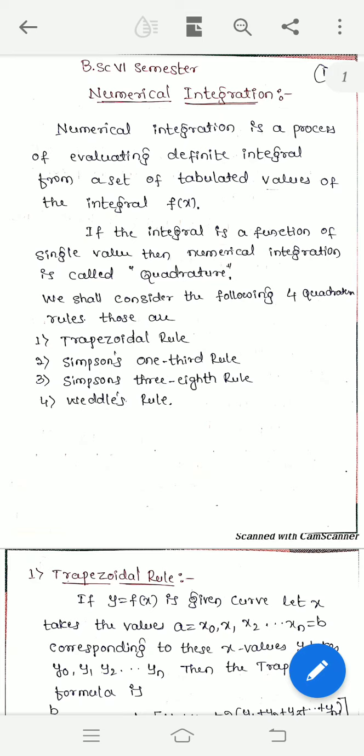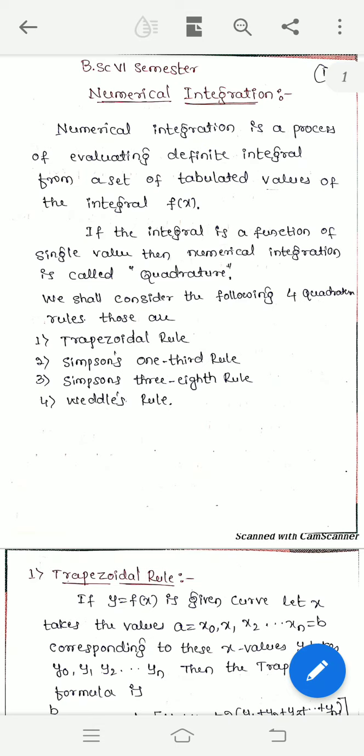Dear students, today we are going to discuss a topic in numerical analysis called numerical integration. This is for BSc 6th semester, affiliated to Vijayanagara Sri Krishna Devaraya University, Ballari. Let me explain what is called numerical integration.